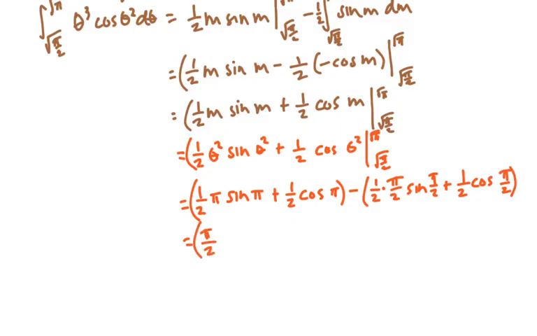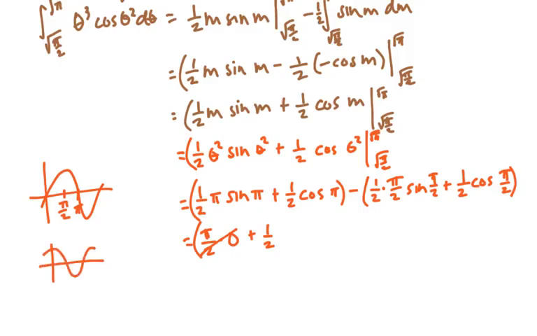The sine of pi, I read the graphs. So the sine of pi starts at 0. Here's pi. That's not right. This is pi over 2. Sine of pi over 2 is 1. The sine of pi is 0. So sine of pi is 0, so that's going to be gone. Plus 1/2 the cosine of pi. So your cosine graph looks like this, and pi is -1. So times -1.